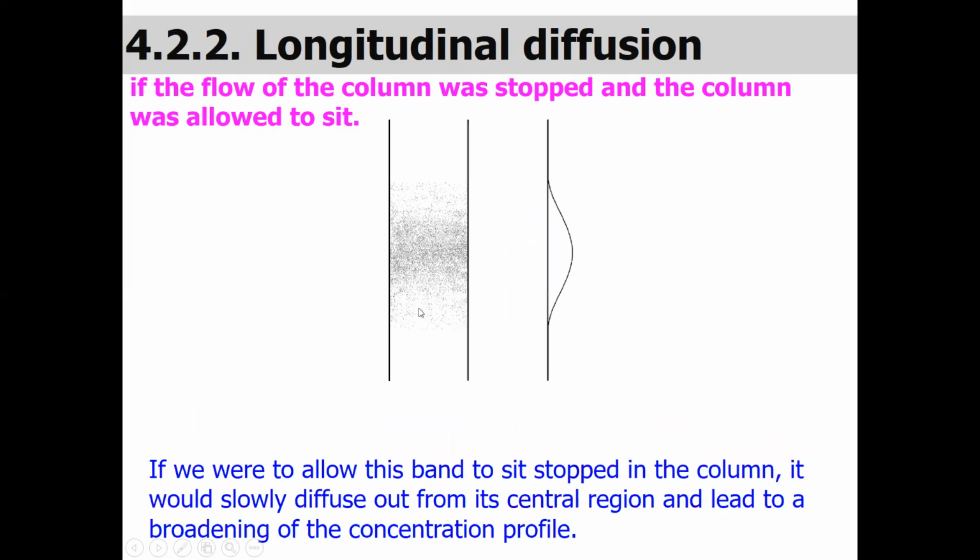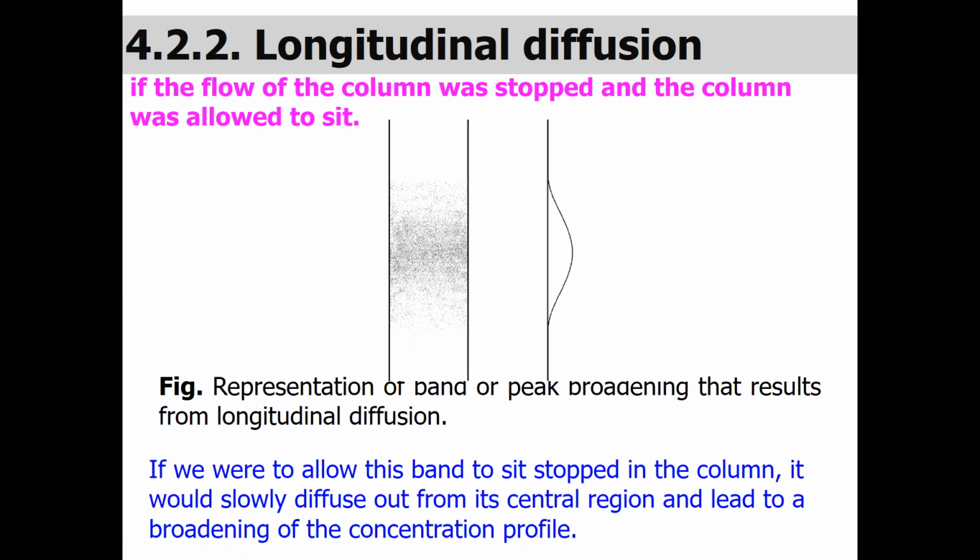What happens when we allow this band to stop in the column? It would slowly diffuse out from its central region and lead to broadening of the concentration profile. Now, this is a diffusion phenomenon and it is a property of gases, and generally longitudinal diffusion occurs in gas chromatography. It is not observed in column chromatography, plate chromatography, or thin layer chromatography.